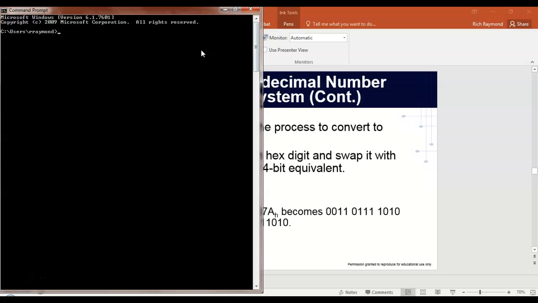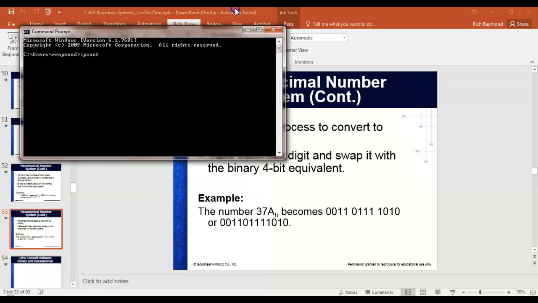So this is command prompt, and if you're going to deal with networking, you'll be very familiar with this. We have a command called ipconfig, which basically is going to show me the IP addresses of my computer. Forgot the D. And so this shows me the IP addresses.